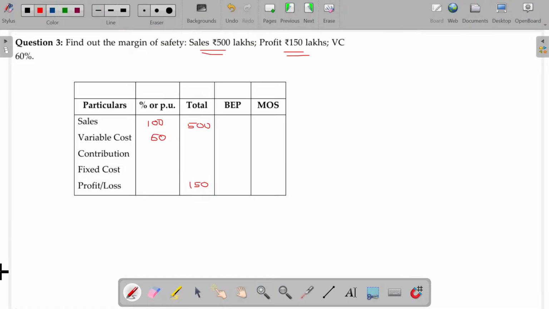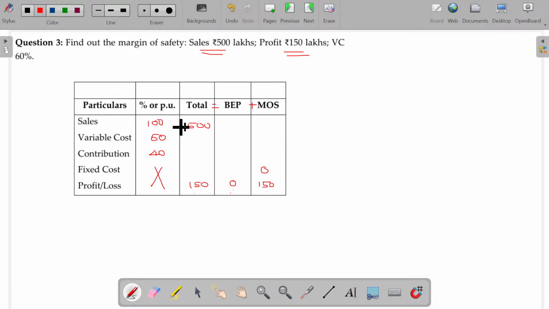Is that okay? Variable cost percentage is nothing but the proportion of variable cost in your sales, and your contribution is 40. You should not show fixed cost and profit and loss on a per unit basis. In BEP, we don't have the profit. In MOS, we don't have the fixed cost. If you add up these two, you will get the total. It means 0 plus this one should be 150. As this one is 0, this 150 will be this value.